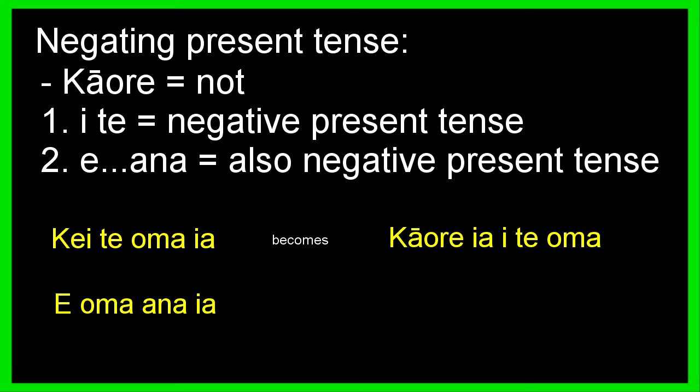E oma ana ia, he is running, becomes kaore ia e oma ana. He is not running. For active sentences, we learned that kei te and e ana mean exactly the same thing, despite a difference in sentence pattern. And we also learned that the same applies for the negative sentences.